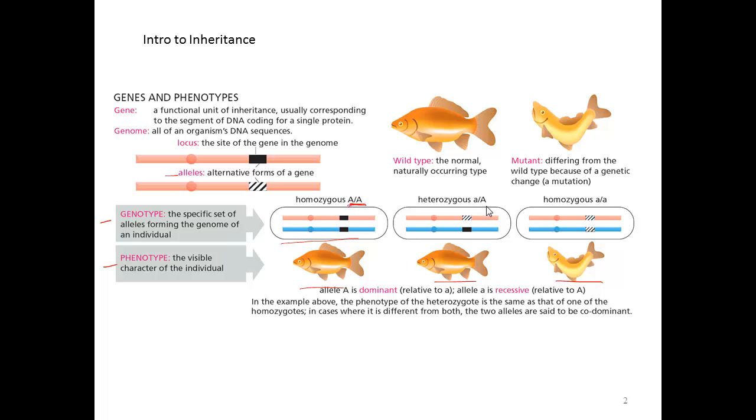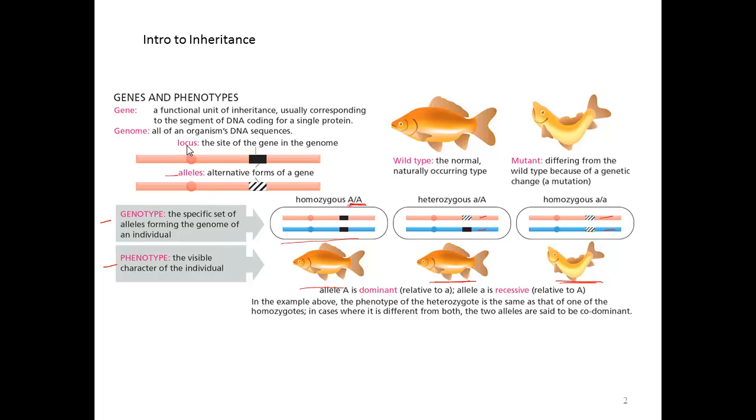Since big A is dominant over little a, if an organism is heterozygous for this gene, meaning it has 1 dominant copy and 1 recessive copy, it's still going to have the wild type phenotype because it appears normal. It's only when the fish has 2 copies of the recessive gene, homozygous recessive with copies little a, that it displays the mutant phenotype.